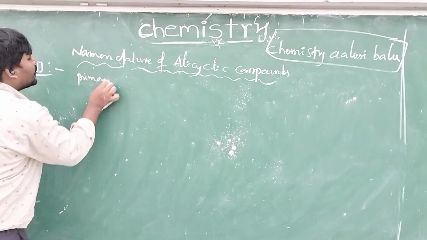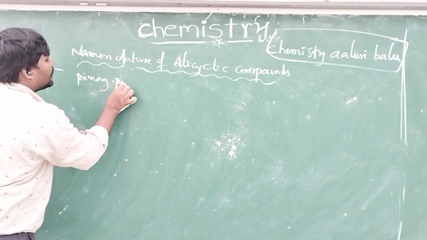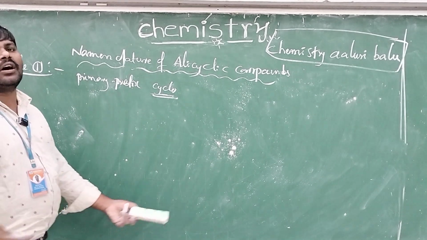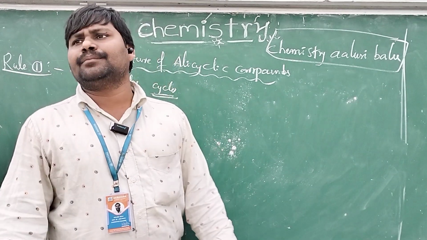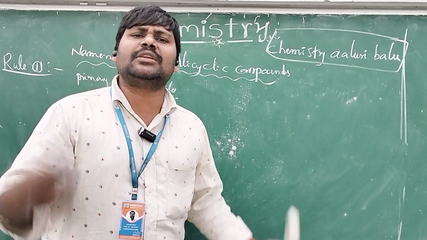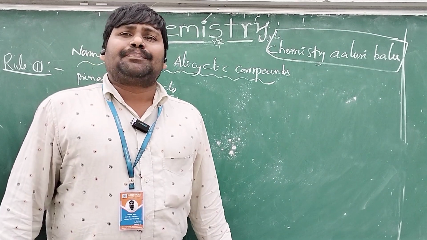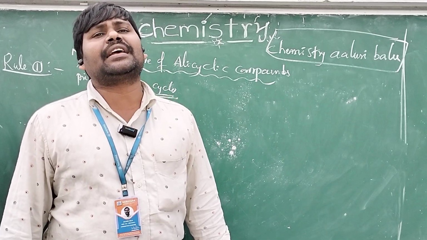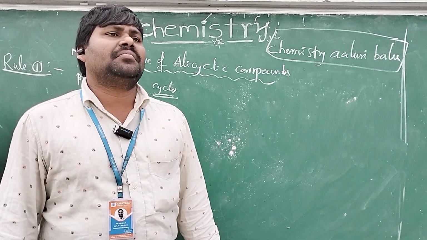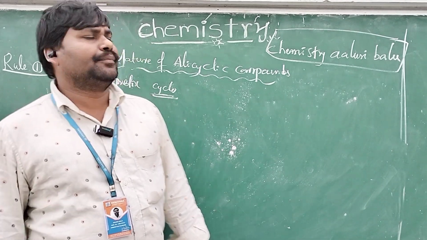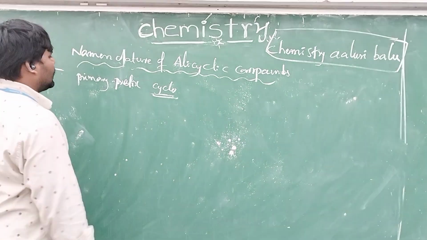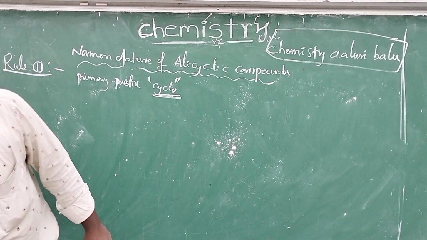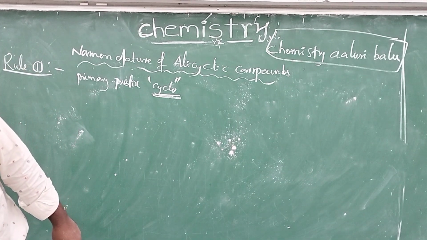Primary prefix cyclo is added before the alkane, alkene or alkyne. If the compound contains all single bonds, we use the primary suffix "-ane". If the cyclic compound contains a double bond, "-ene", triple bond, "-yne". For example, the primary prefix cyclo is added to the root word that corresponds to the number of carbon atoms in the ring.